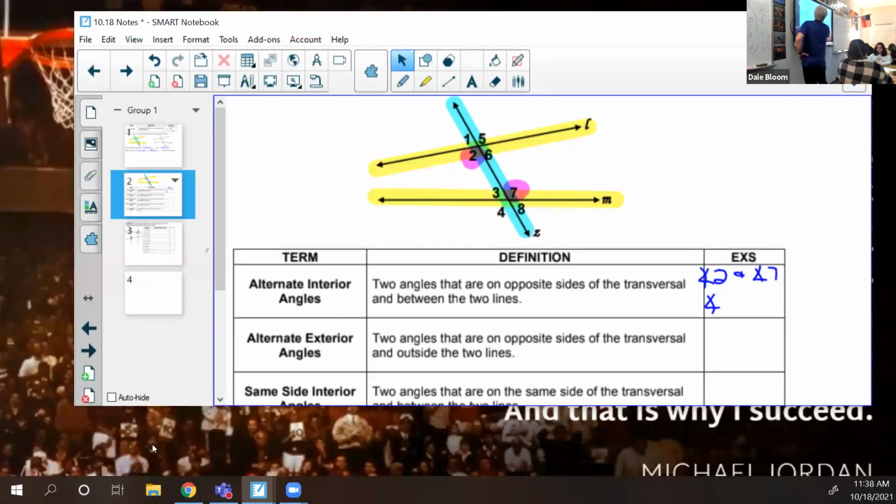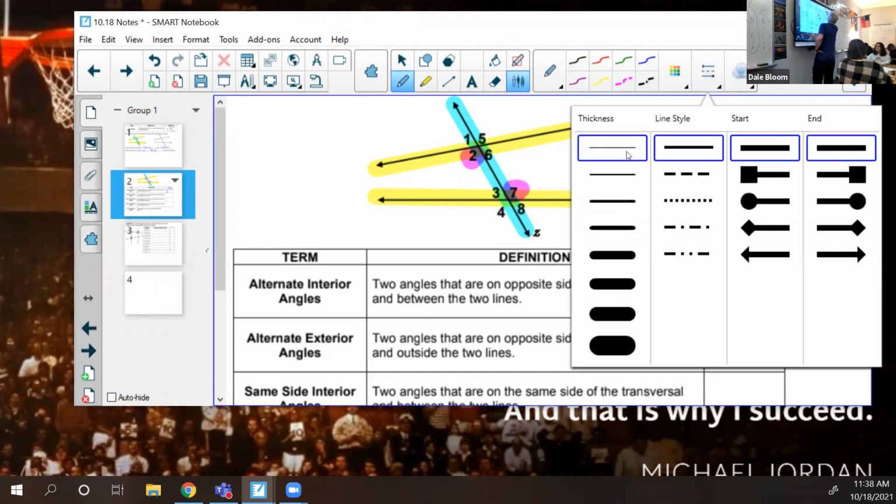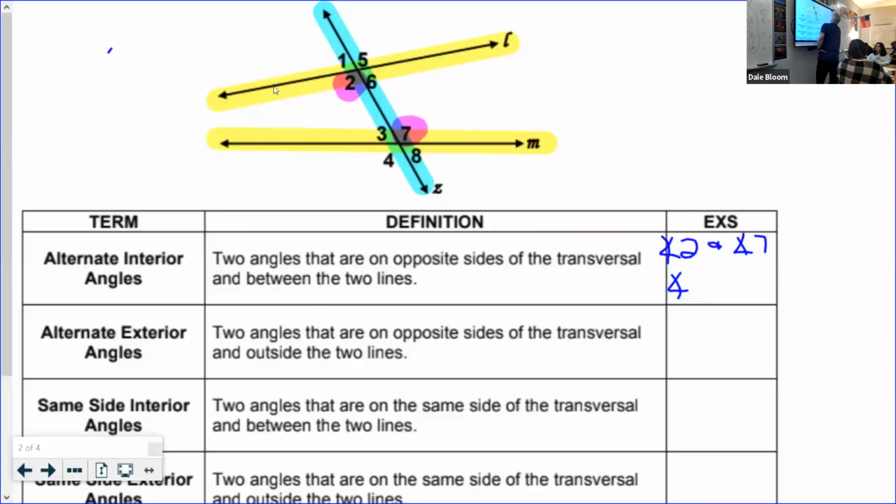I got to change my lines. Get back here.